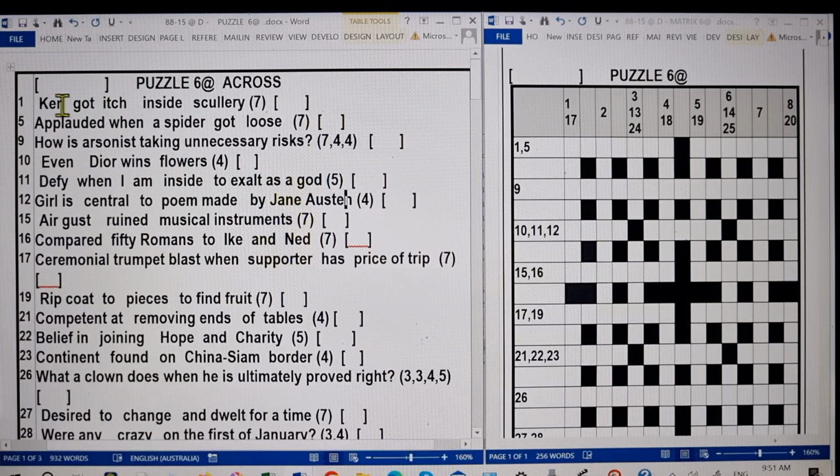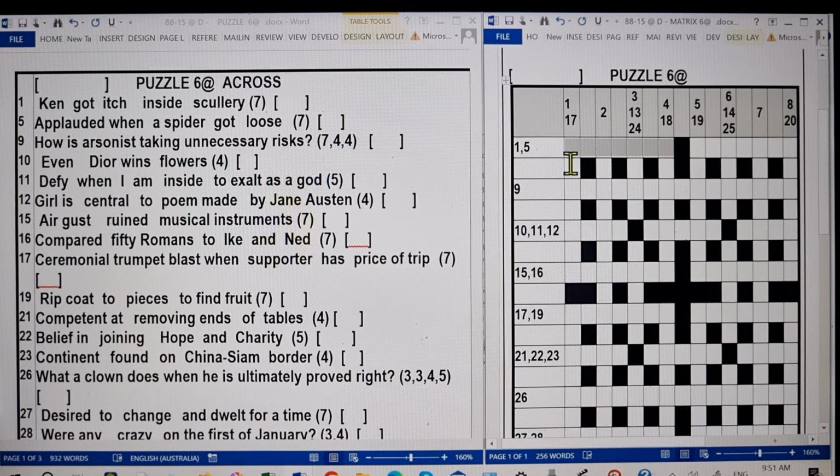Okay, here we go. Number one across. Ken got itch inside scullery. There are 7 spaces and no givens. There it is over there. 7 spaces, no givens. Over to you. Have a go. Pause, solve, and then resume.